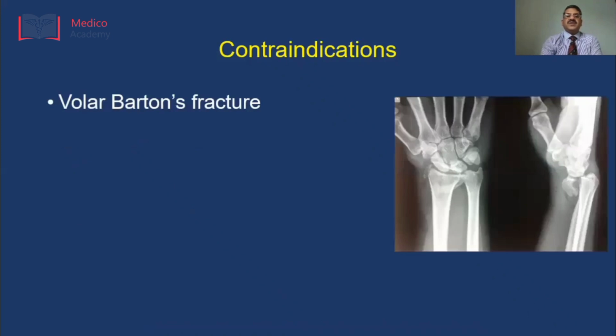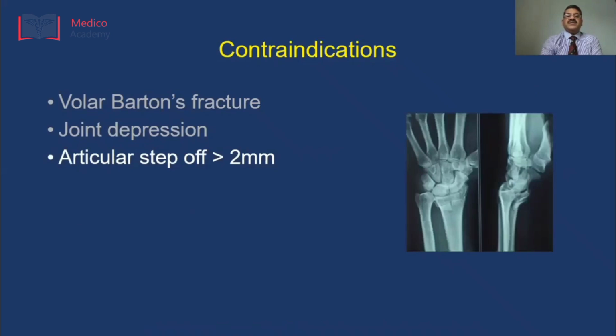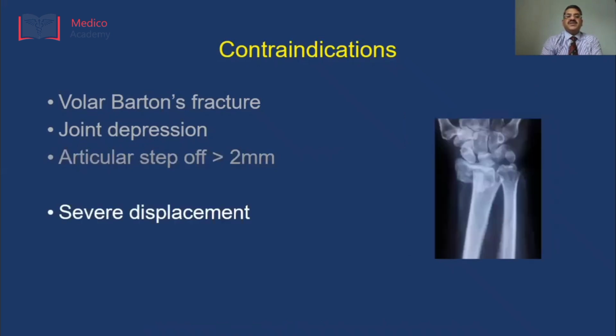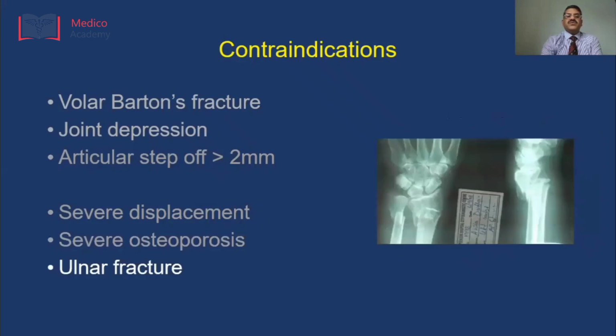Do not use them in a volar Barton fracture. This is a shear fracture which should be treated with a buttress implant. K-wires will not reduce a joint depression fracture. Or if there is an articular step-off of greater than 2 millimeters, or severe initial displacement, or severe osteoporosis, perhaps a different treatment modality like internal fixation would be more appropriate. Also, when there is an associated ulnar fracture, simple K-wires probably will not give you the stability to maintain the reduction like you want.